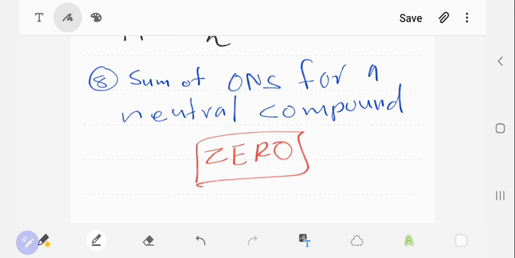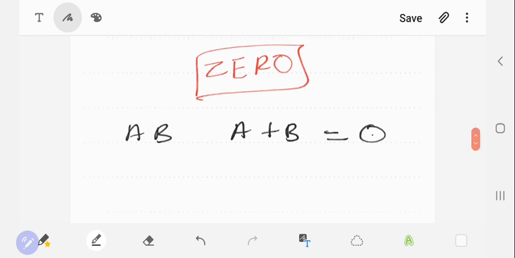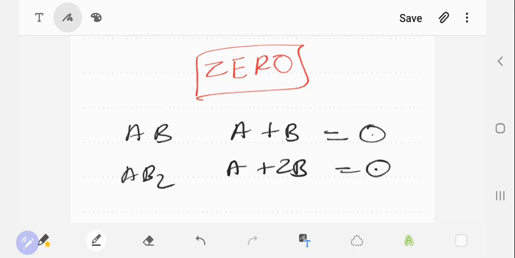Rule number 8: the sum of oxidation numbers for a neutral compound is 0. If we take a neutral compound AB, then A plus B equals 0. The sum of the oxidation numbers, if we add A plus B, is equal to 0. And if we take AB2, A plus 2B equals 0.